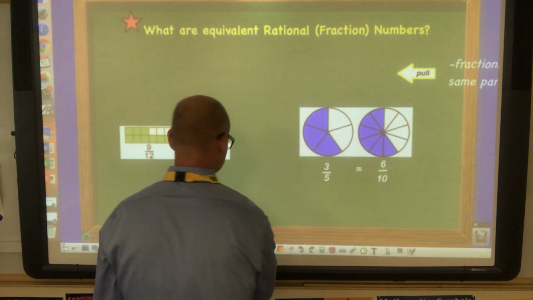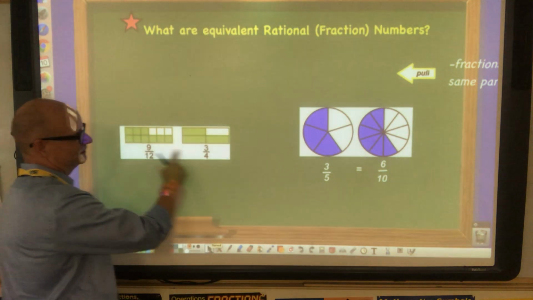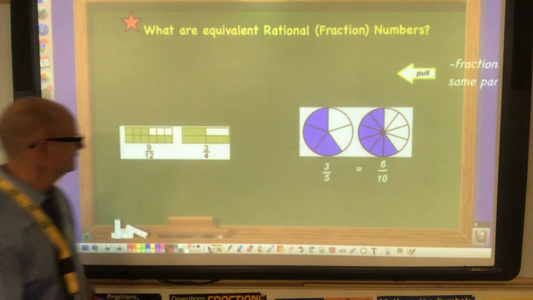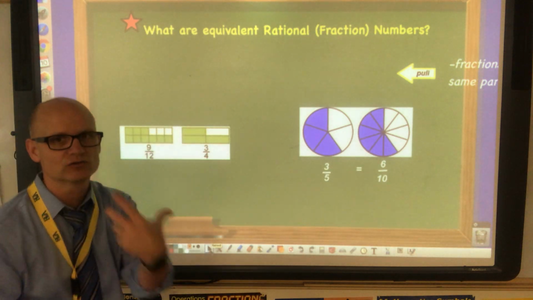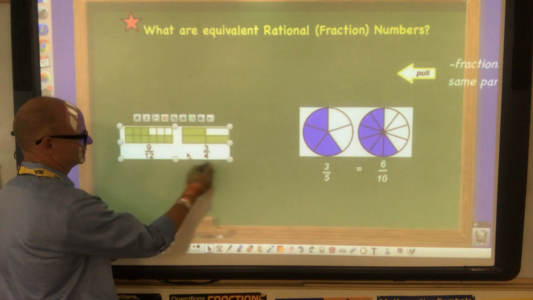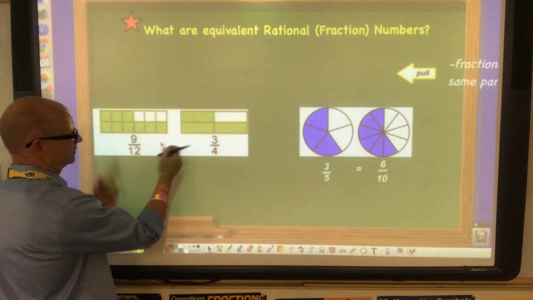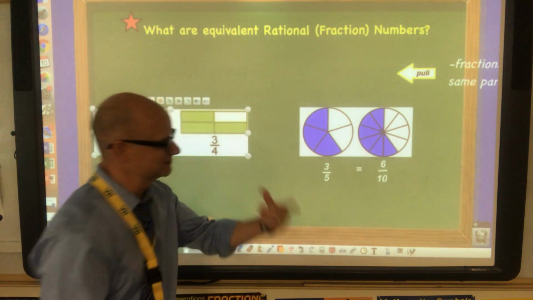And really, these are equivalent. Both of these are equivalent. 9/12 and 3/4, they are equivalent. You can see by this drawing here. If I make this bigger, you can see they're equivalent. Same thing here. 3/5 and 6/10 are equivalent.